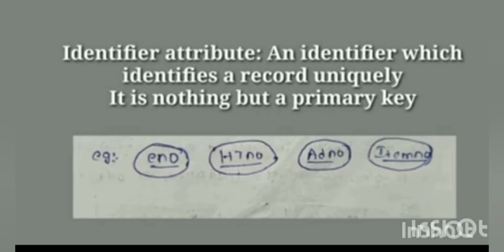And next one is null attribute. An attribute with null values. Null is an unknown value. And the last one is identifier attribute. An identifier which identifies a record uniquely, it is nothing but a primary key. Which means if we have employee number or address number or item number, then we can identify the total record or tuple in the table. So it is called identifier attribute.